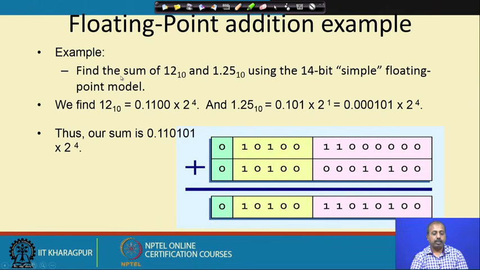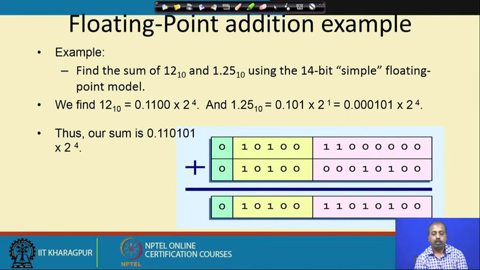Suppose we are trying to add 12 to the base 10 and 1.25 to the base 10. We are adding these using the 14-bit simple floating point model that we have. 12 is represented in our normalized model as 0.1100 into 2 power 4. And 1.25 is 0.101 into 2 power 1.